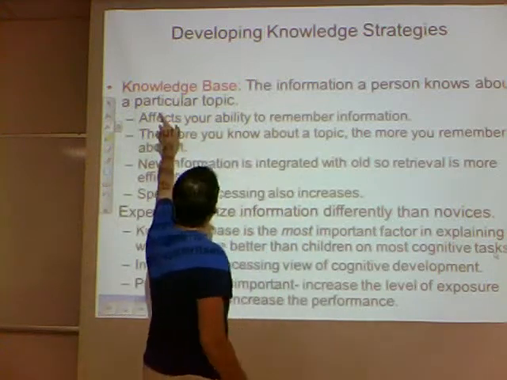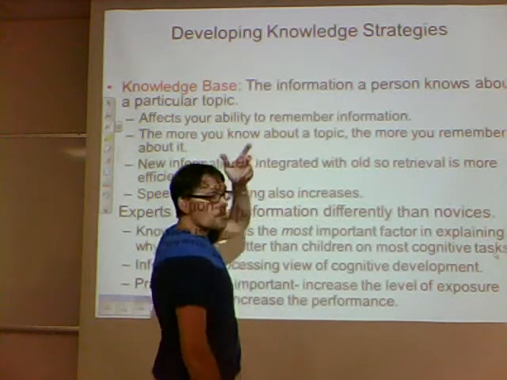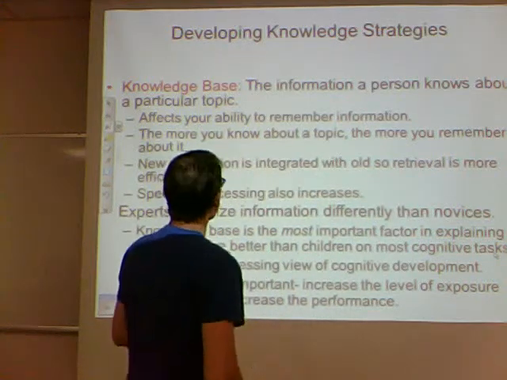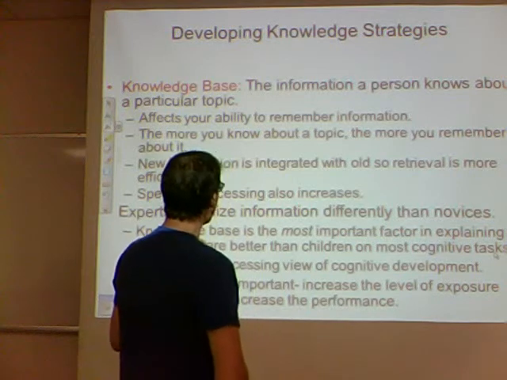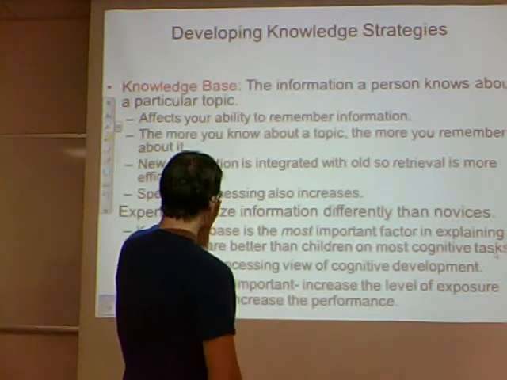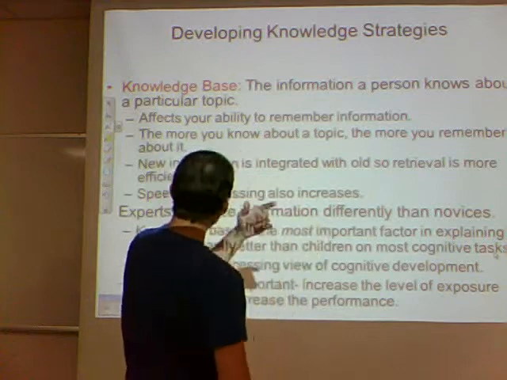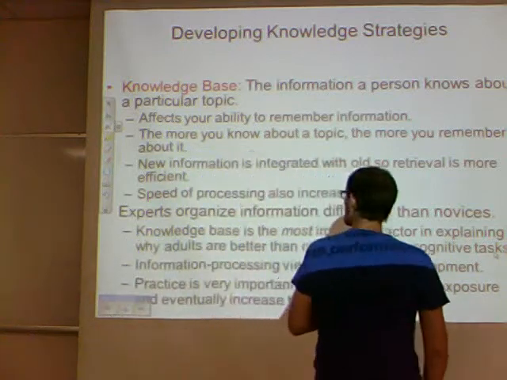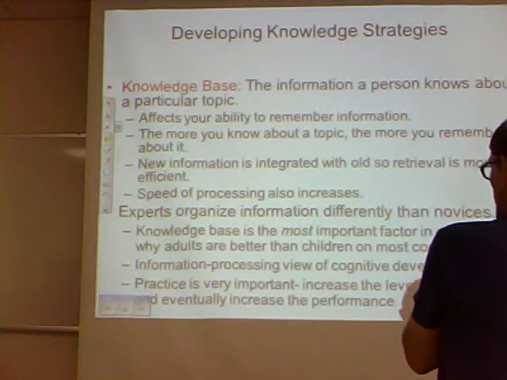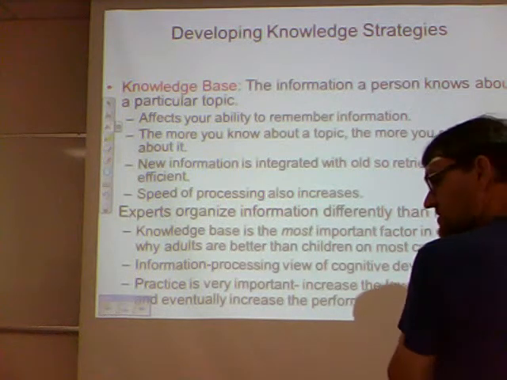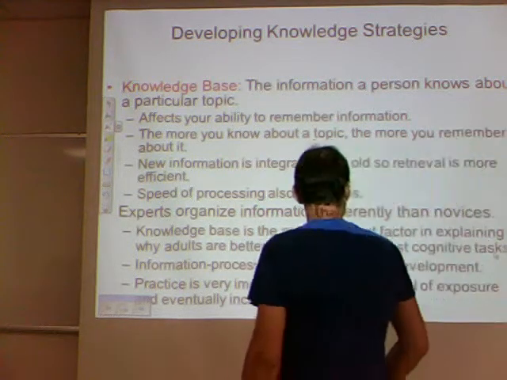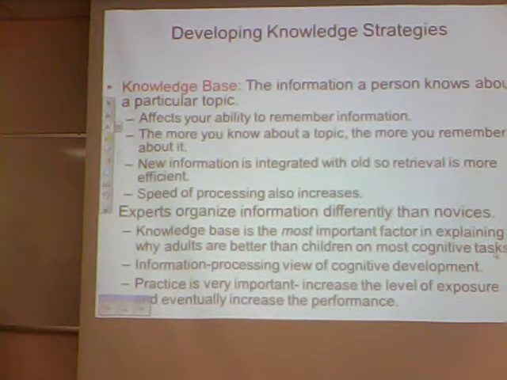You have to. So it affects your ability to remember information. You can remember one thing better if you have more knowledge about other stuff around it. The more you know about a topic, the more you remember about it. That's for a fact. New information is integrated with old information. Retrieval becomes more efficient. Speed of processing also increases. This also helps to explain the infantile amnesia two slides back. Also, it turns out experts organize information differently than novices. Knowledge base is the most important factor in explaining why adults are better than children on most cognitive tests, because adults have more bits of information to pull from.